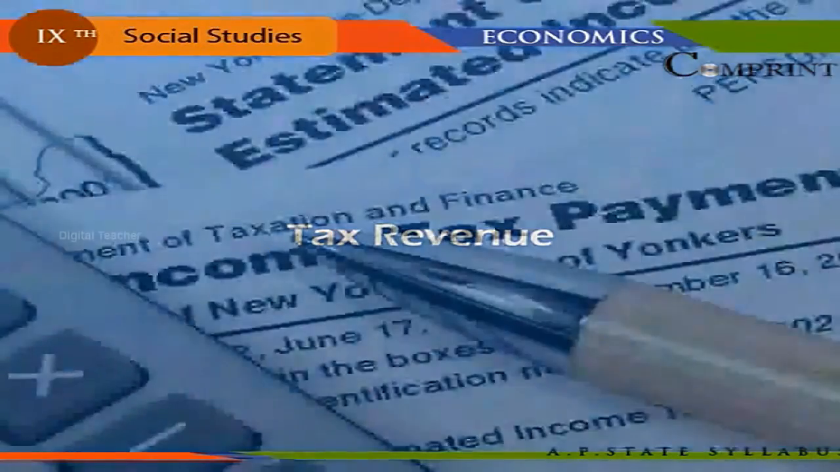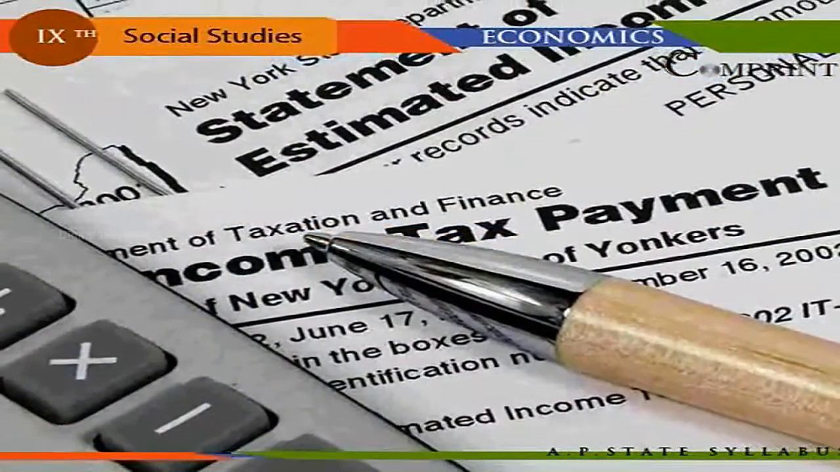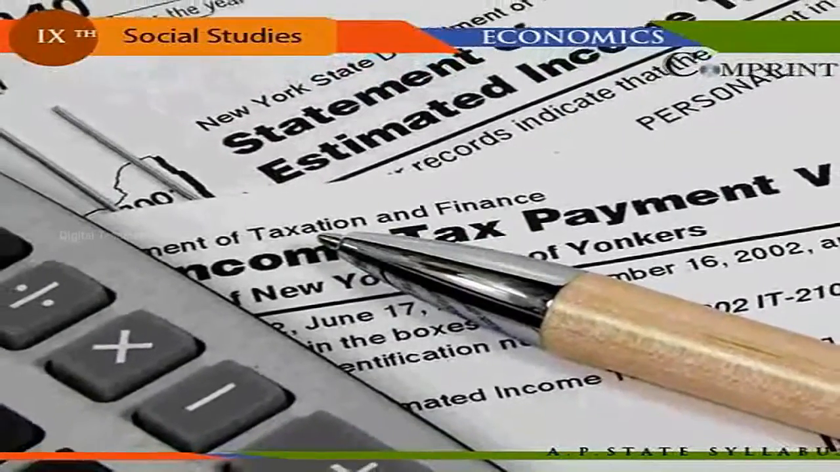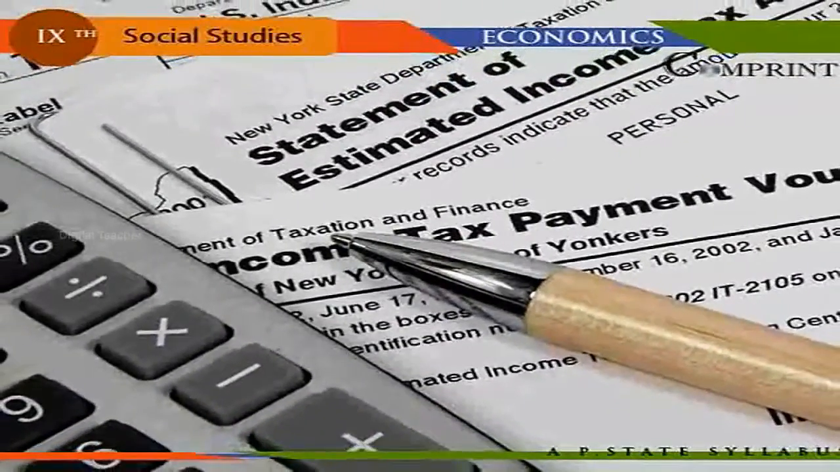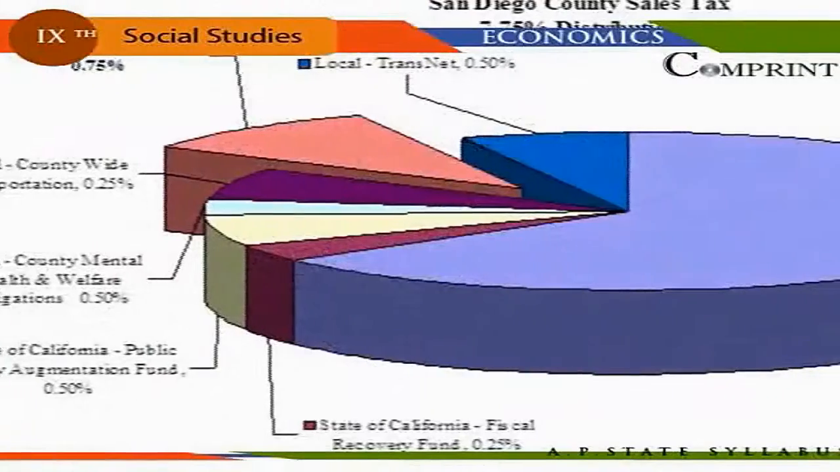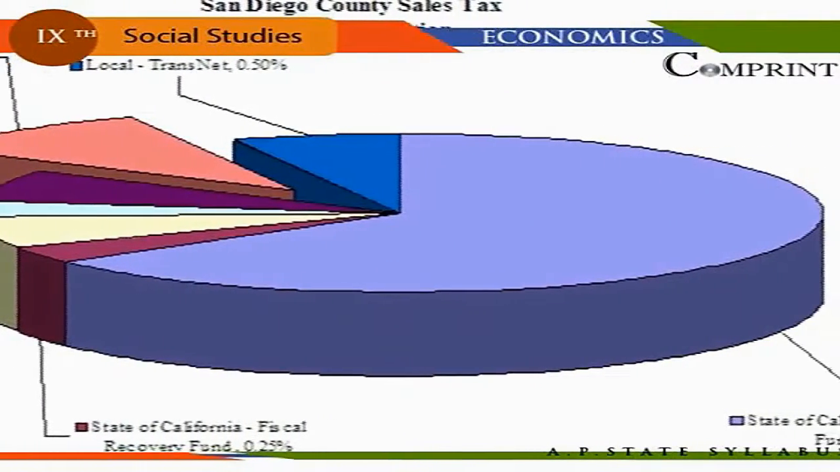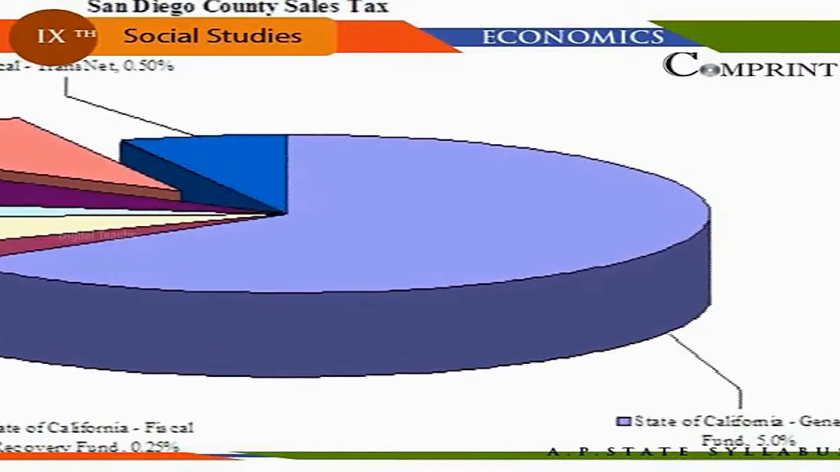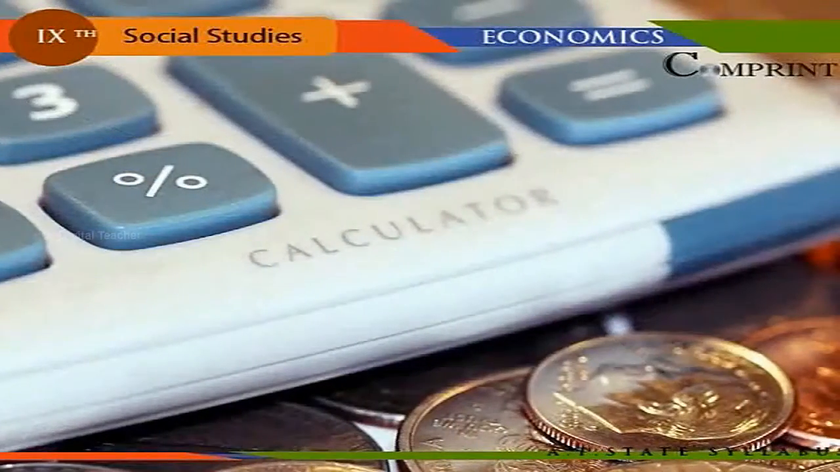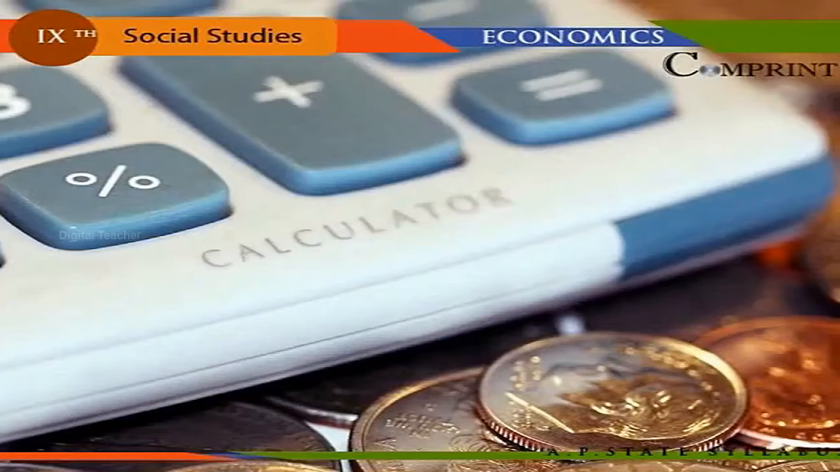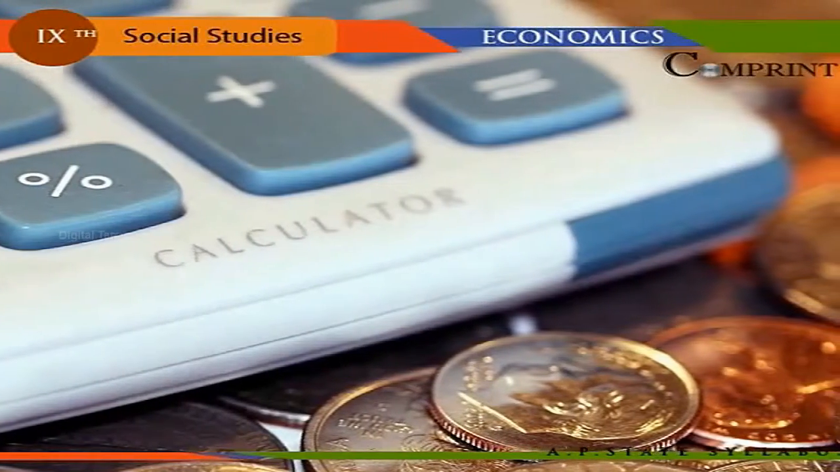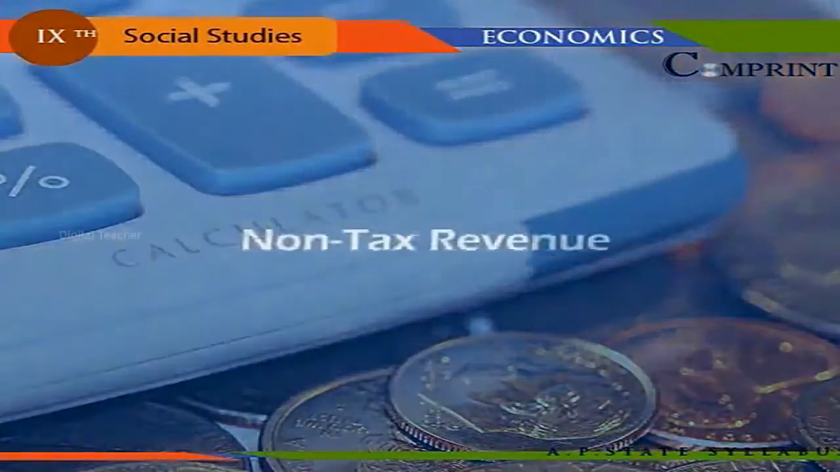Tax revenue. Tax may be defined as a compulsory contribution which is not related to the benefits received by the taxpayer. Tax revenues are used by the government to finance the provision of public goods and services. Tax may be imposed on income, property, and on commodities. Revenue received from all these sources of taxes is known as tax revenue.